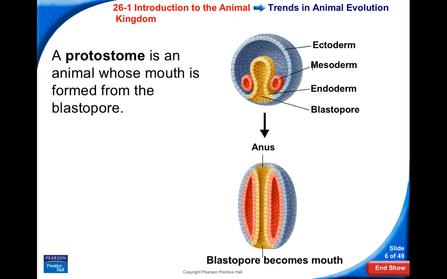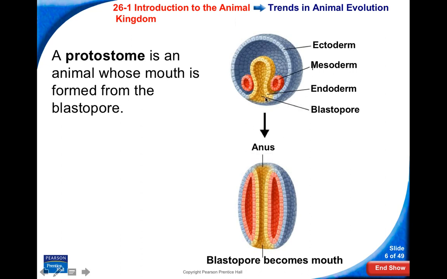Okay, so here's the blastopore. And so it's like a little bit of an opening into the wall of this blastula. Technically, this can have one of two possible outcomes. Okay, animals that fall under the category of something called a protostome are animals whose blastopore will eventually become the mouth of that animal.